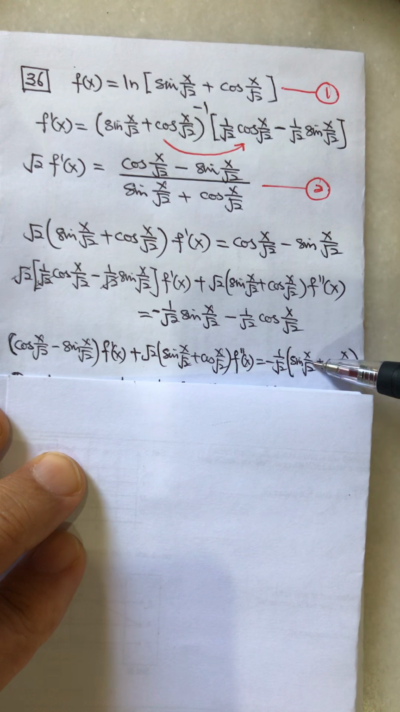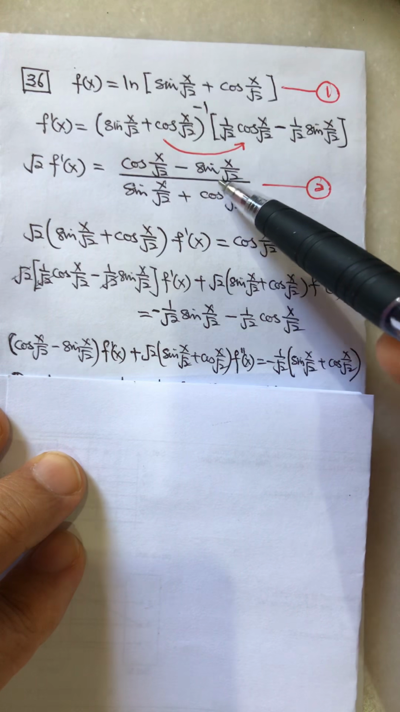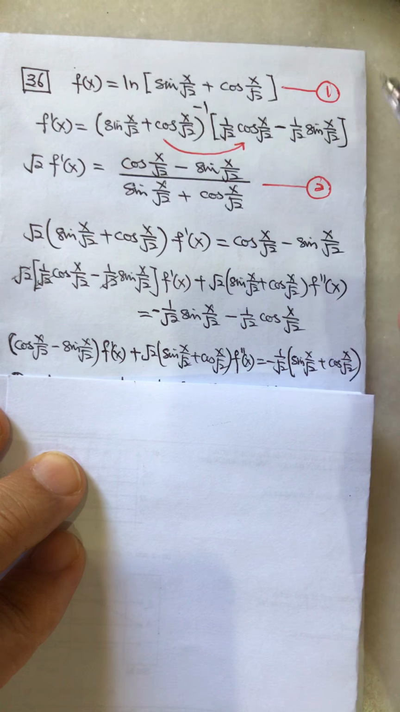Okay, now you see. You look at this one and this one. Actually, this one I can change into this type. I can change into this form. So easier.